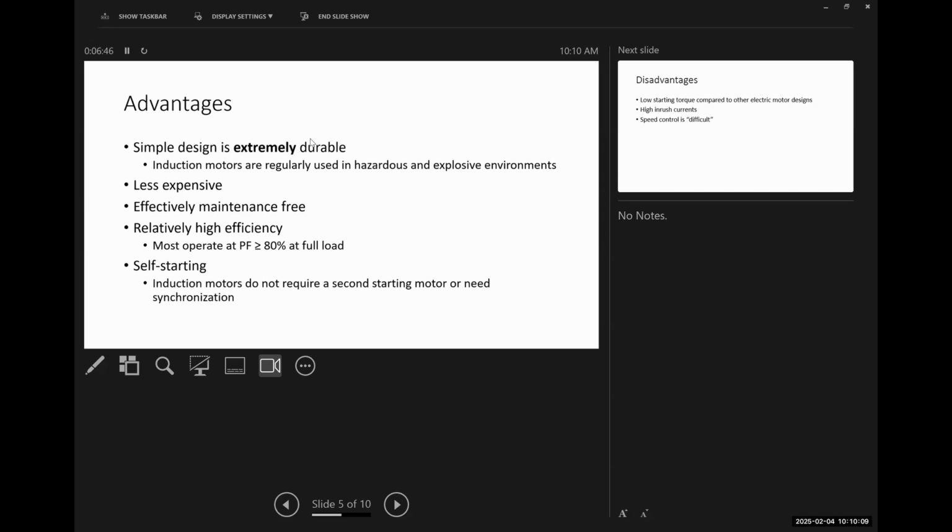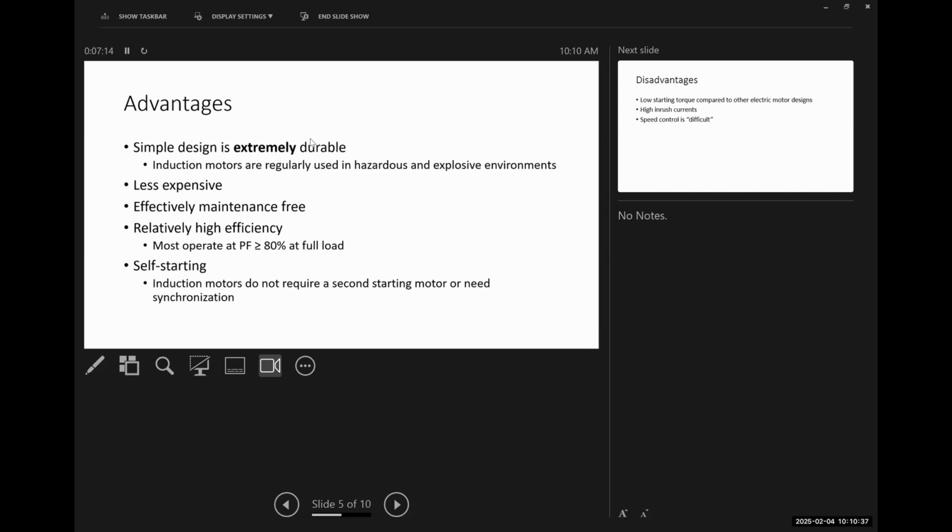Because they are extremely durable, they are used a lot in hazardous environments. Because they are simple, they are relatively inexpensive. As I mentioned, they are effectively maintenance free. As long as you don't actively try to mess it up, it's just going to do what it needs to do. They have high efficiency. So at full load, we're seeing power factors of greater than 80% lagging, which is pretty good.